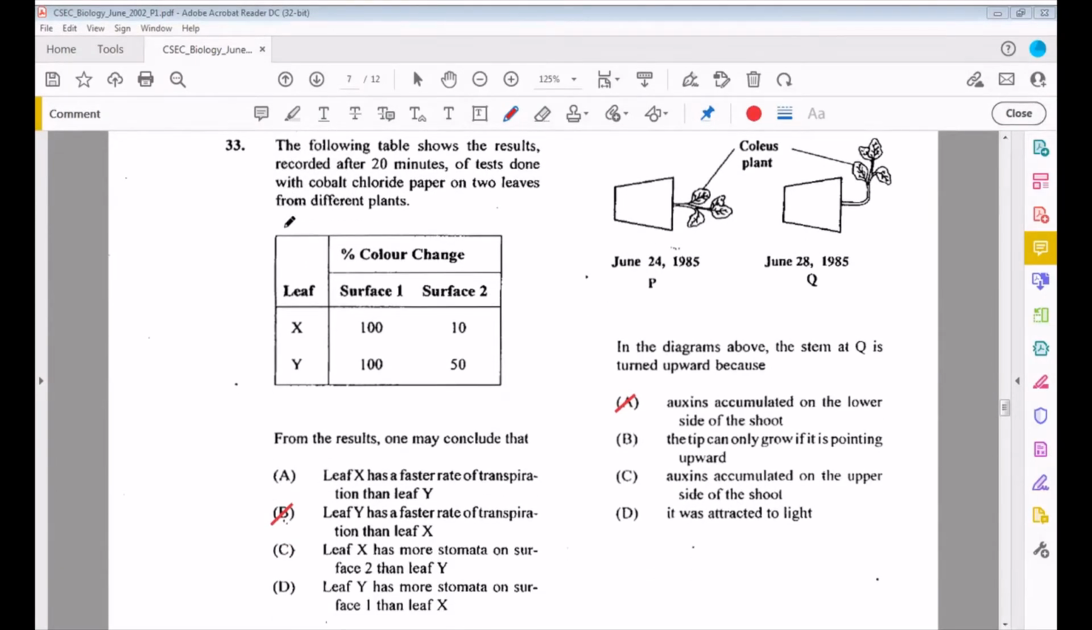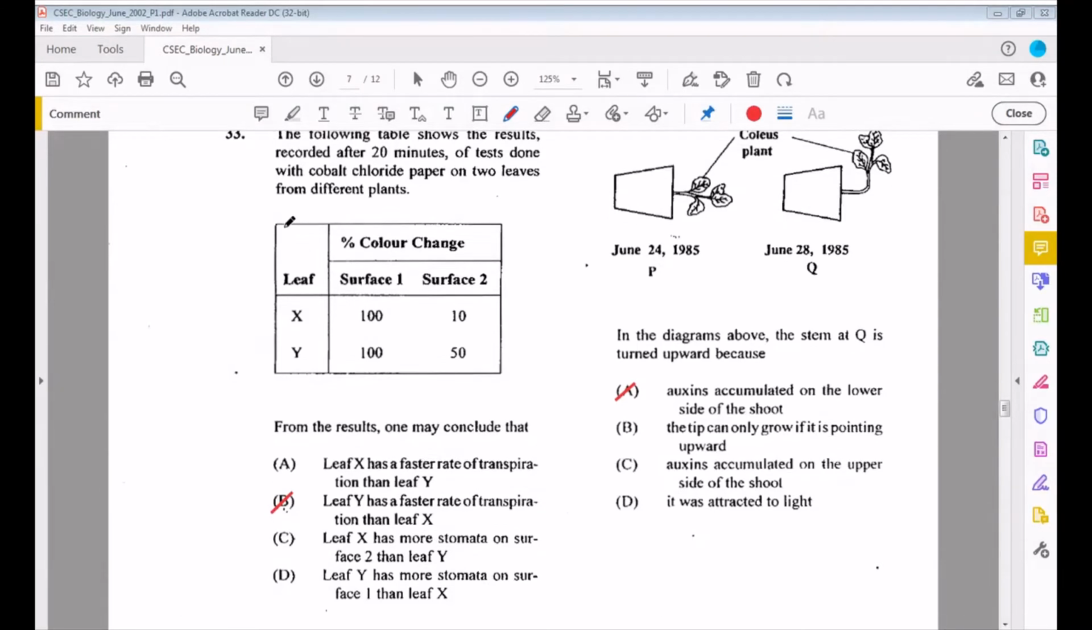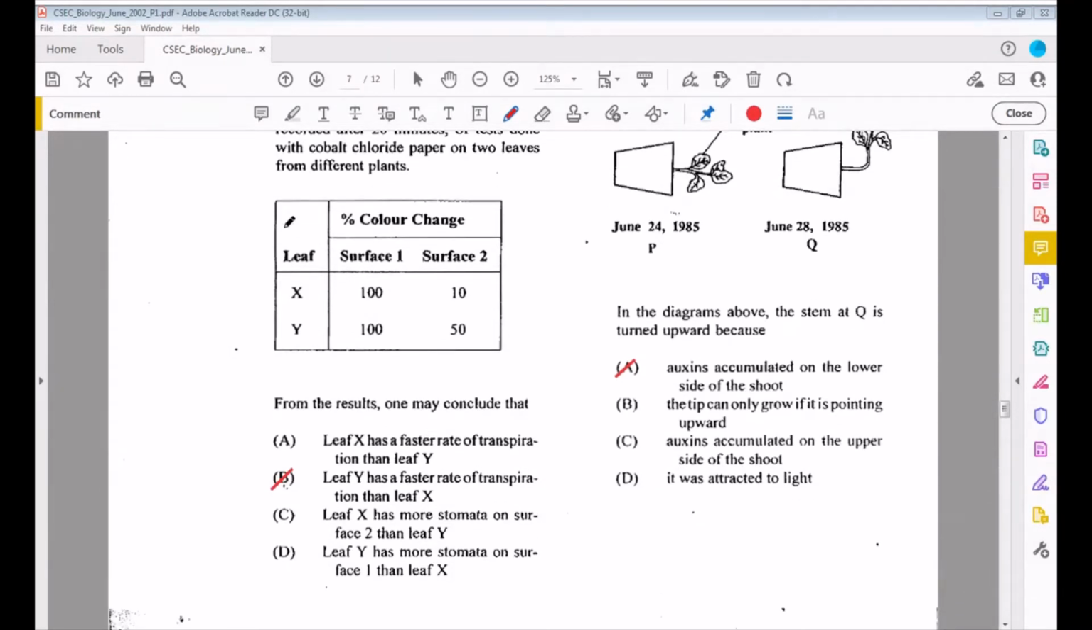33. The following table shows the results recorded after 20 minutes of tests done with cobalt chloride paper on 2 leaves from different plants. From the results, one may conclude that B, leaf Y, has a faster rate of transpiration than leaf X. This paper is used when testing moisture levels, and in this case, the moisture levels of the leaf. So this has to do with the rate of transpiration we're looking at here.